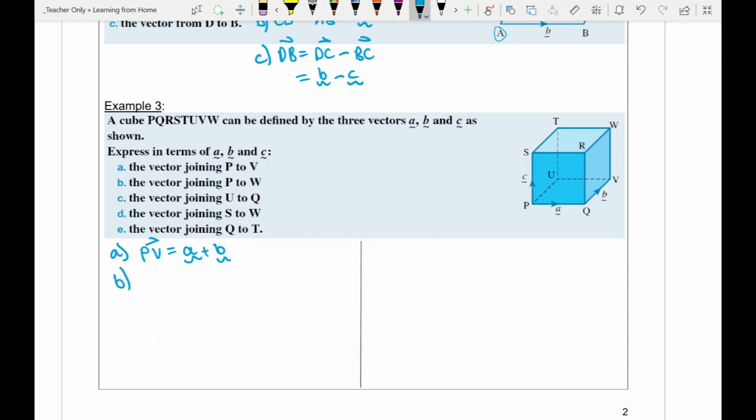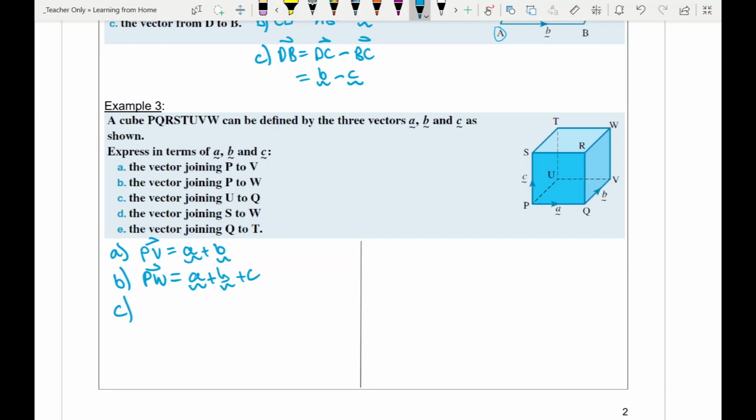What about P to W? Well, now we're going up the diagonal, so we have to go through the path A, through the path B, and then also through this path C. So that's going to be P to W is equal to A plus B plus C.